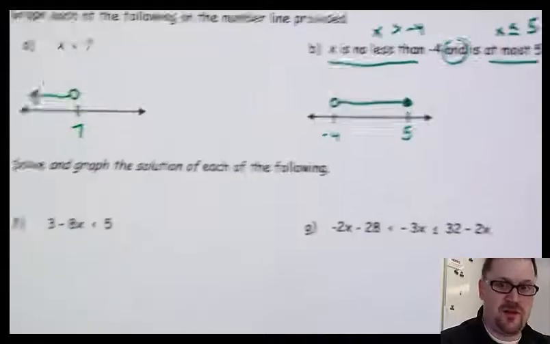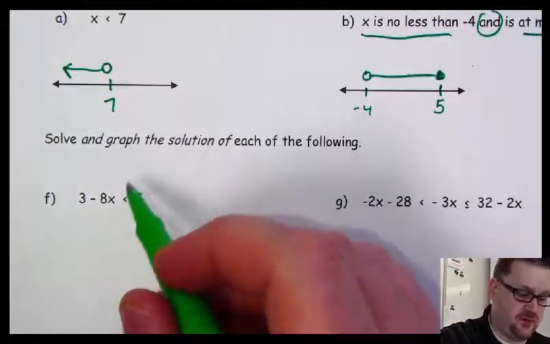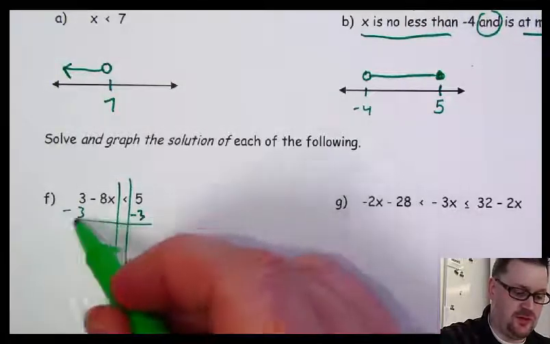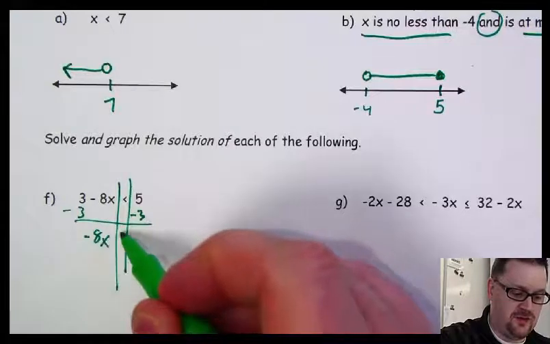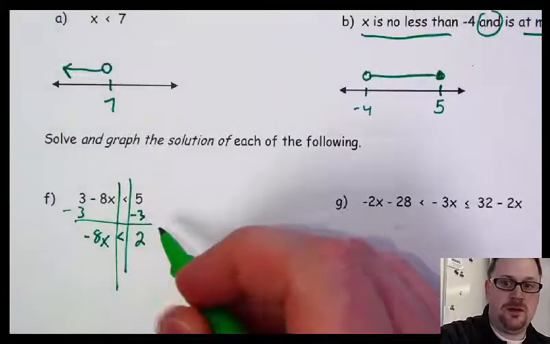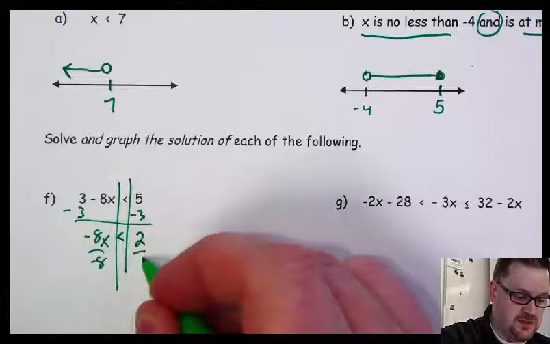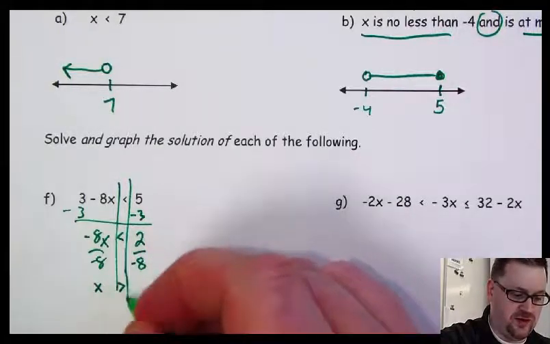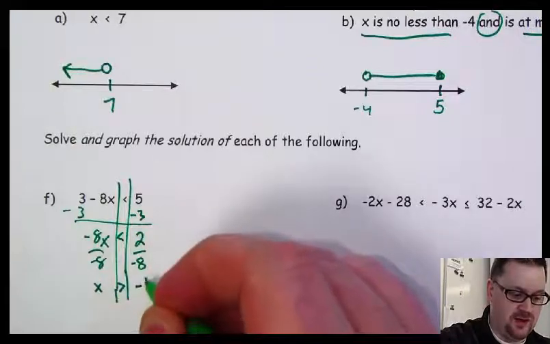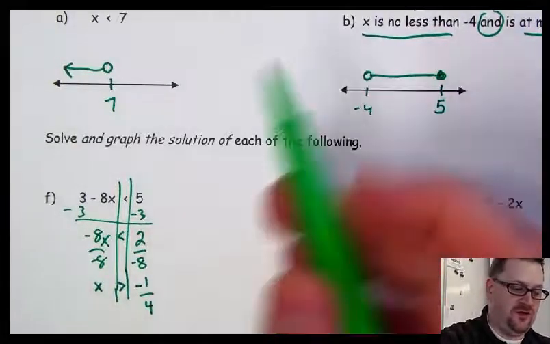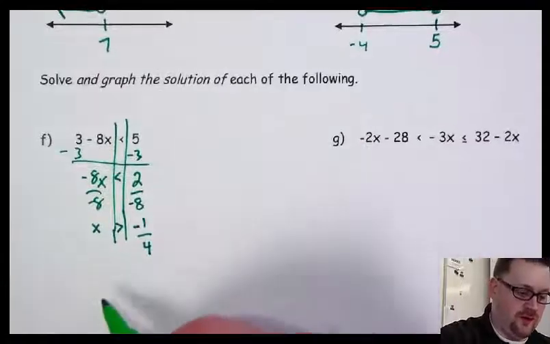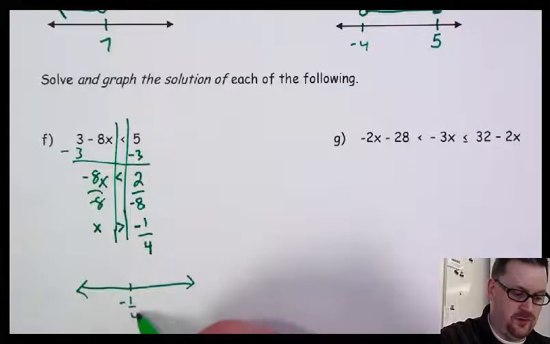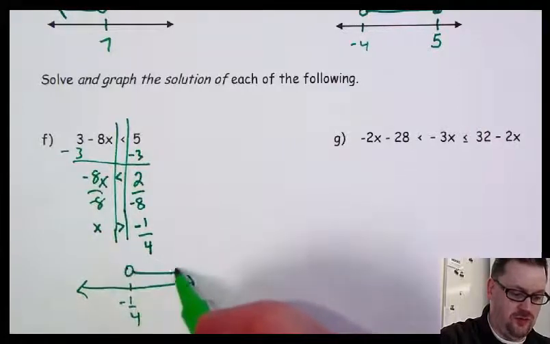Okay? Same idea with these. If I solve this, I would solve it just like a normal. So I would subtract 3, get that -8x is less than 2. I would divide by -8, remembering that when I divide by a negative, that symbol gets flipped. So this really says x is greater than -1/4. And it does say to graph the solution. So if I were to do that, I would have my number line. I have -1/4. It would be an open circle to the right.